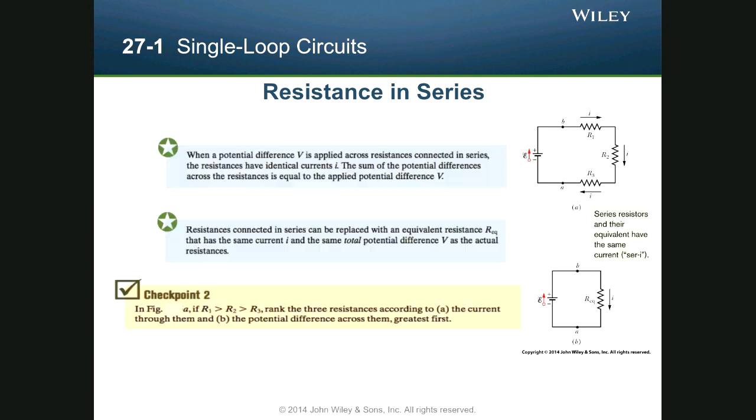So going back to this slide. Resistances connected in series can be replaced with an equivalent resistance, R equiv, that has the same current and same total potential difference as the actual resistances.